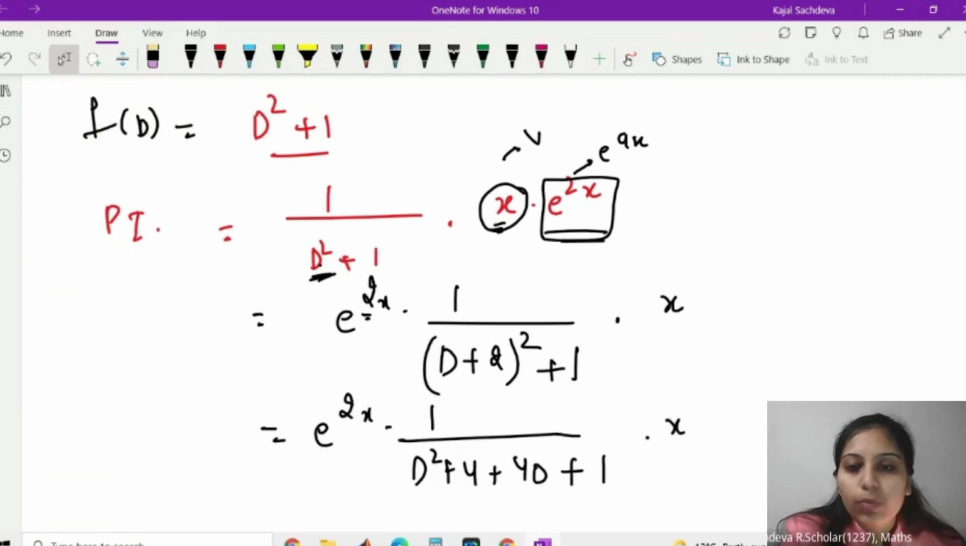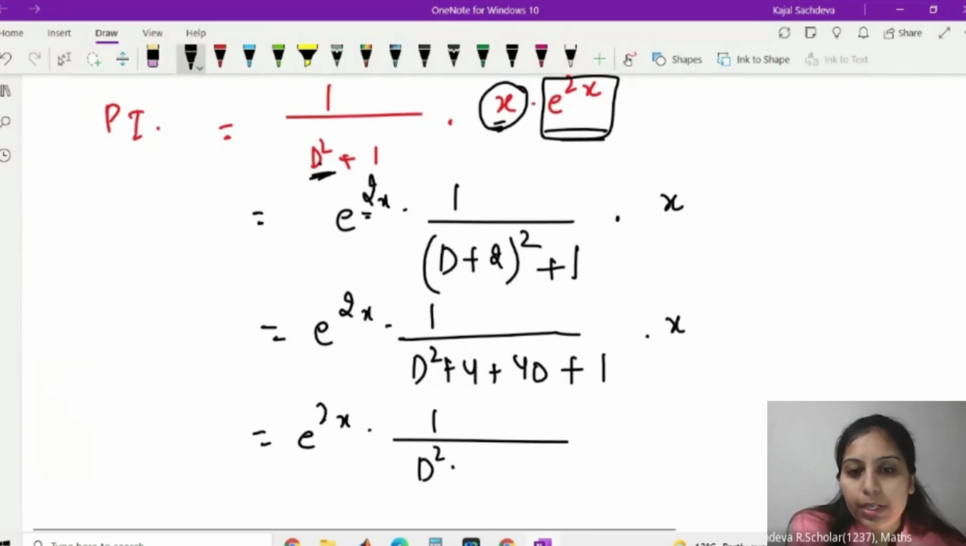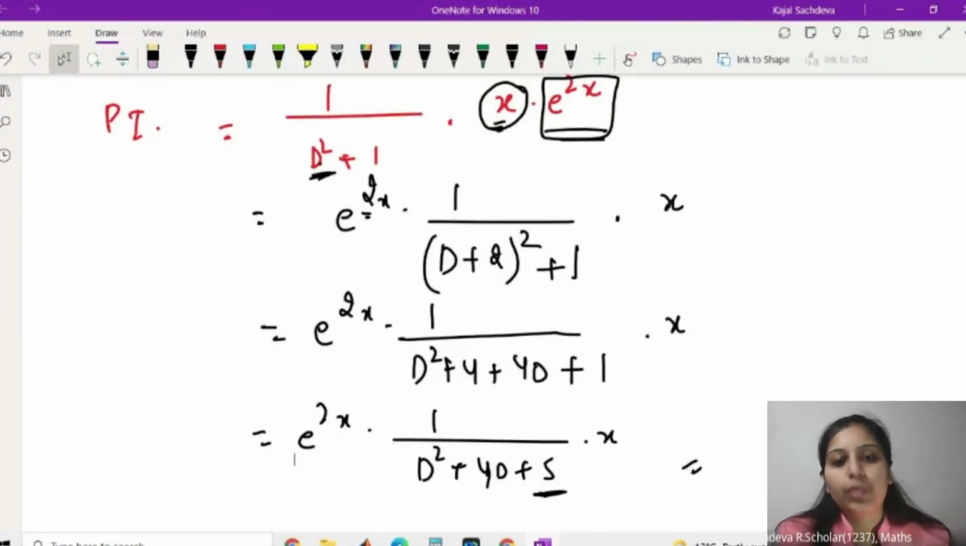So we can solve further in the preceding manner, just what we did in the case when we had some power of x as the function. Here we have (D² + 4D + 5) into x. Taking the lowest degree term common and solving further, we will get the required answer as we did in the previous case. So that is left for you.